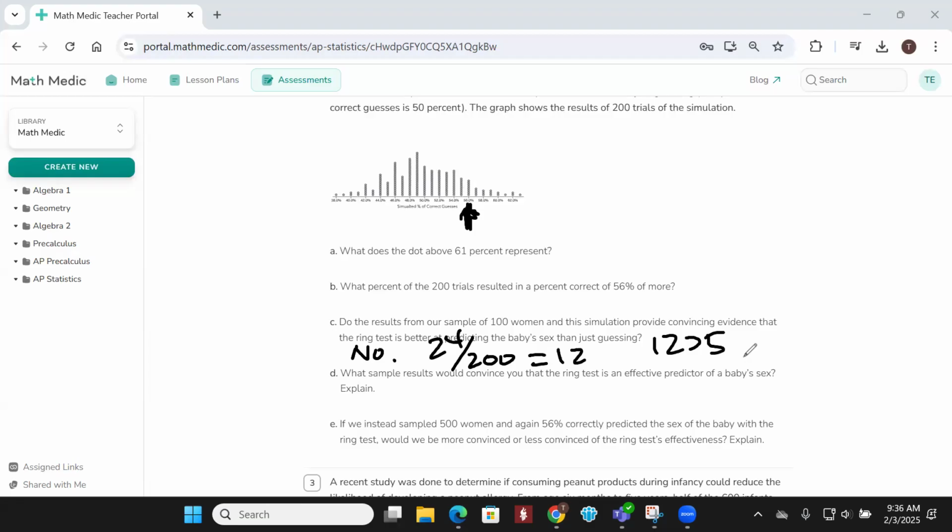Okay, but we just said 56% or more, right? Like on this last one, we said, is there convincing evidence that the ring test is better than just guessing? We were talking about 56 or more, right? So what sample results would convince you that the ring test is an effective predictor of the baby's sex? It's gotta be bigger than 56, right? Look at your data. Okay, what would be 5% of this data?